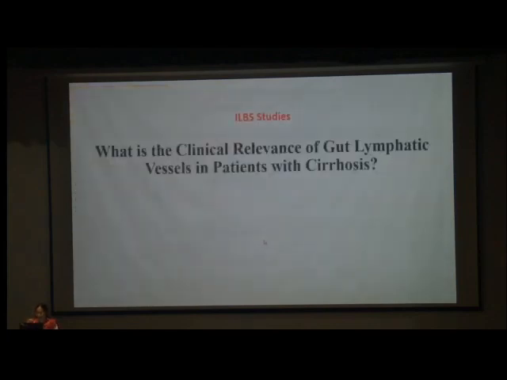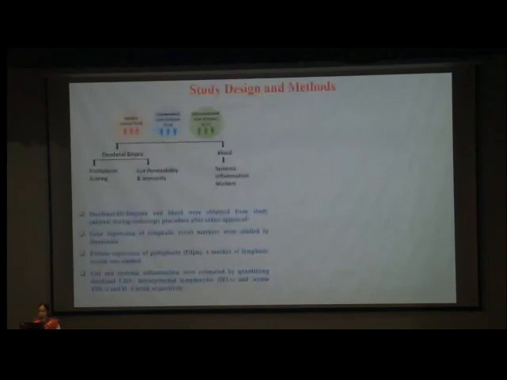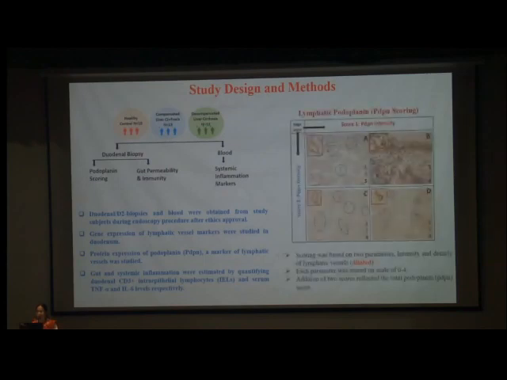Now, in our study, we first asked the question: what is the clinical relevance of gut lymphatic vessels in patients with cirrhosis? So we designed a study. Initially we thought of taking NASH patients, but then we were finding dilated gut lymphatics in all patients irrespective of etiology. So we divided the group as compensated and decompensated. We took duodenal biopsies and studied the gene expression of lymphatic vessels and the lymphatic vessels in these biopsies.